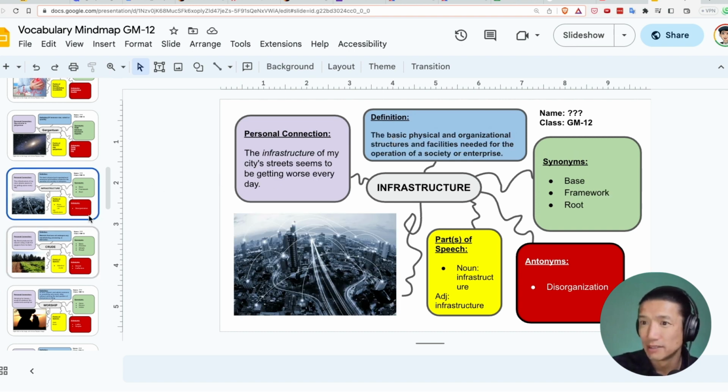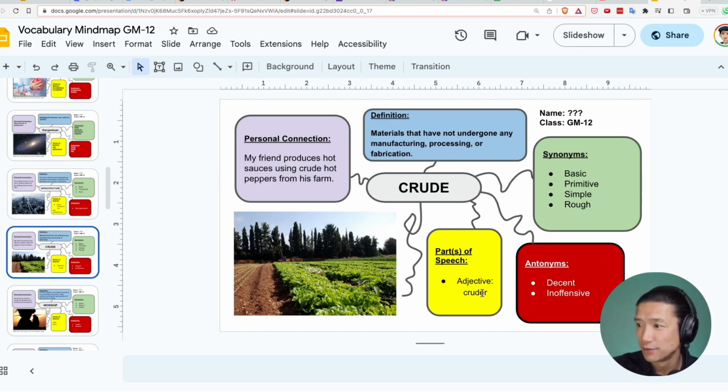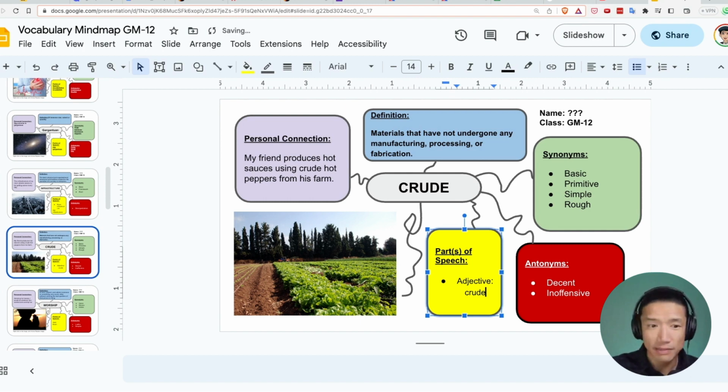Crude. A lot of times you also talk about people being crude: if you're unsophisticated, if you're rude, if you pick your nose, if you're like a barbarian, a caveman or a cave woman. So words like primitive, basic, simple, rough go with this word. Like a rough diamond, a crude diamond, a primitive person, a crude person.